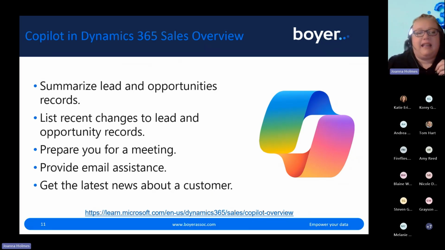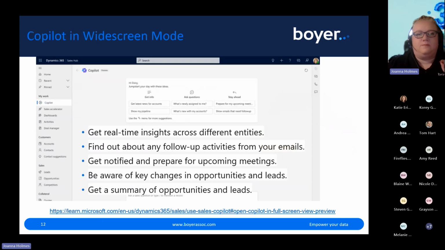There's some cool functionality here to help us prepare for meetings. There's some great functionality to help me write first drafts of emails. And I can also use it to get some information about customer records, so about account records. The link on the bottom of the slide here will give you an overview of everything Copilot, but let's take a look at some of those green checks that are available to us right now.